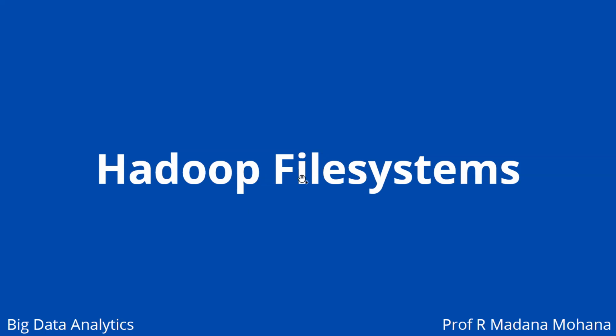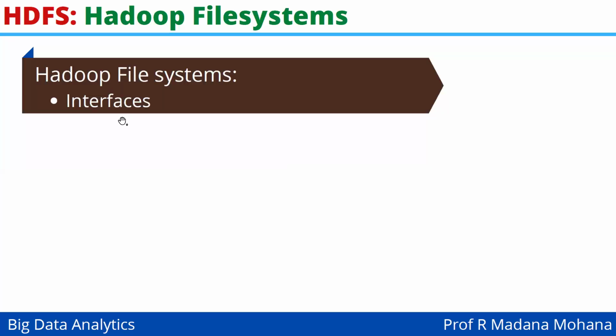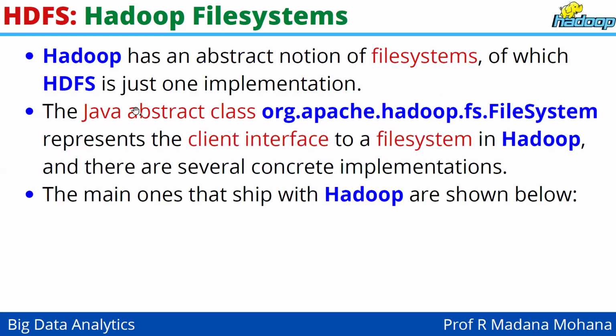Then coming to the Hadoop file system, let us see the role of interfaces in Hadoop file systems. Hadoop has an abstract notion of file systems, of which HDFS is just one implementation. The Java abstract class org.apache.hadoop.fs.FileSystem represents the client interface to a file system in Hadoop. And there are several concrete implementations. The main ones that ship with Hadoop are shown below.